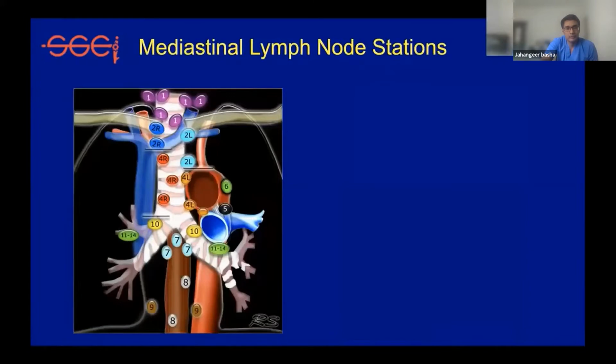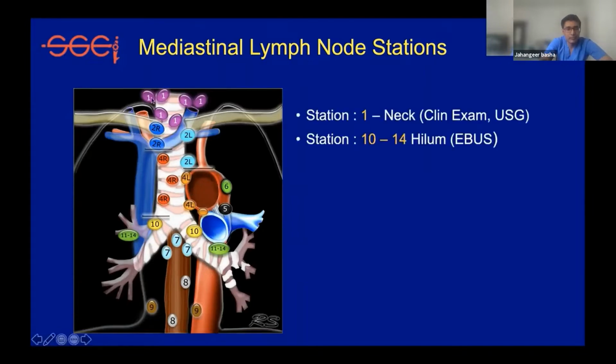One of the main indications for performing mediastinal EUS is to evaluate the lymph nodal stations. There are 14 lymph nodal stations as proposed by the International Association of Lung Cancer. This image is a bit confusing, but let me make it simple. Station 1 lymph nodes are in the neck, can be easily detected by clinical examination and ultrasound, whereas 10 to 14 are located at the hilum of the lungs and better evaluated by EBUS. Whereas station 2 to 9 lymph nodes are in the mediastinum.